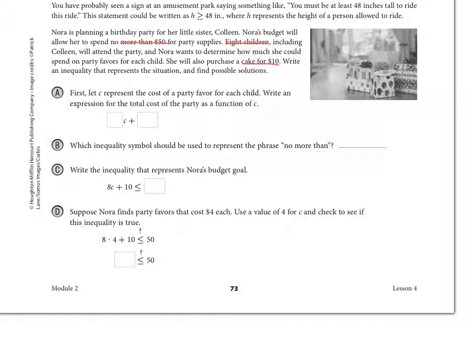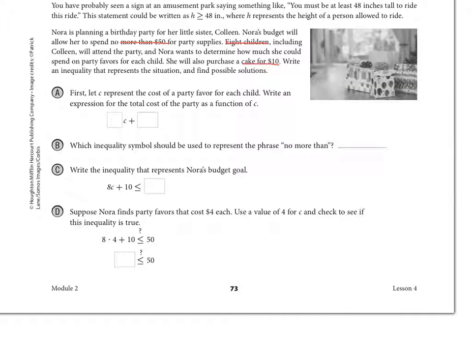Now, one of the things that we do as we're going through the lesson is we're trying to work these examples that aren't completely worked out for you. So here they give you portions of it. It says, let C represent the cost of a party favor for each child. Write an expression for the total cost of the party as a function of C.